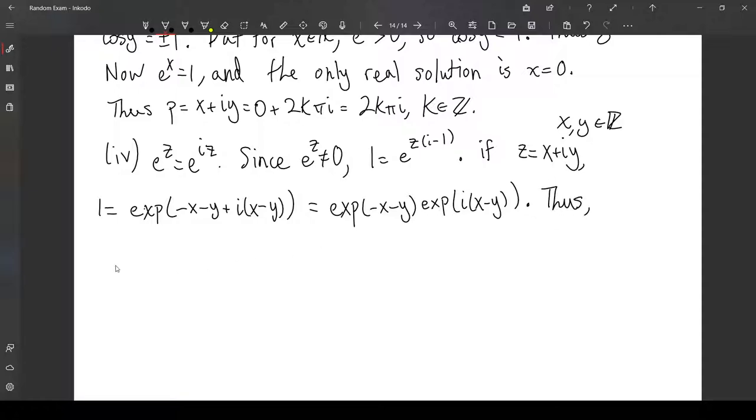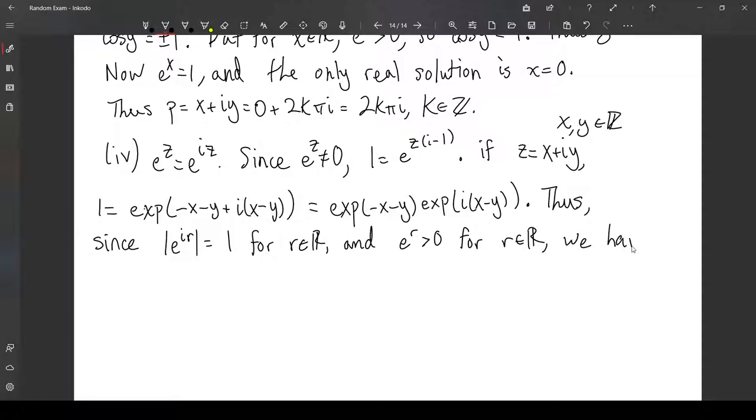Thus, since e to the ir magnitude is equal to 1 for r in the real numbers, and e to the r is greater than 0 for r in the real numbers, if we take the magnitude on both sides, this shows us that e to the (minus x minus y) is equal to 1. So x plus y is equal to 0, or y equals minus x.